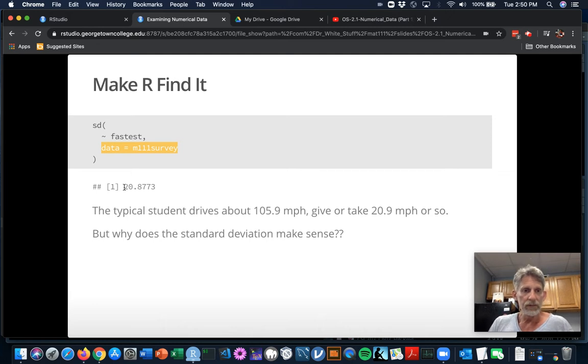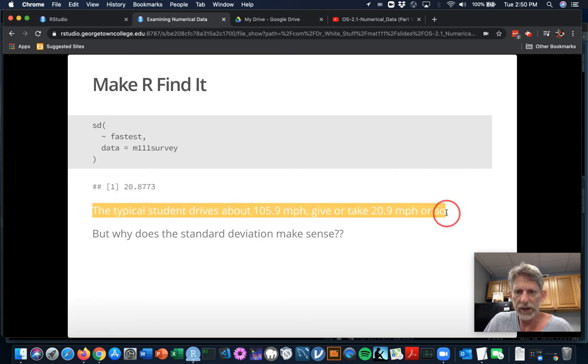RStudio, but you can see here that what comes out is 20.87, which I guess rounds up to 20.9. And so you could say that the typical student drives about 105.9 miles per hour, give or take 20.9 miles per hour or so.